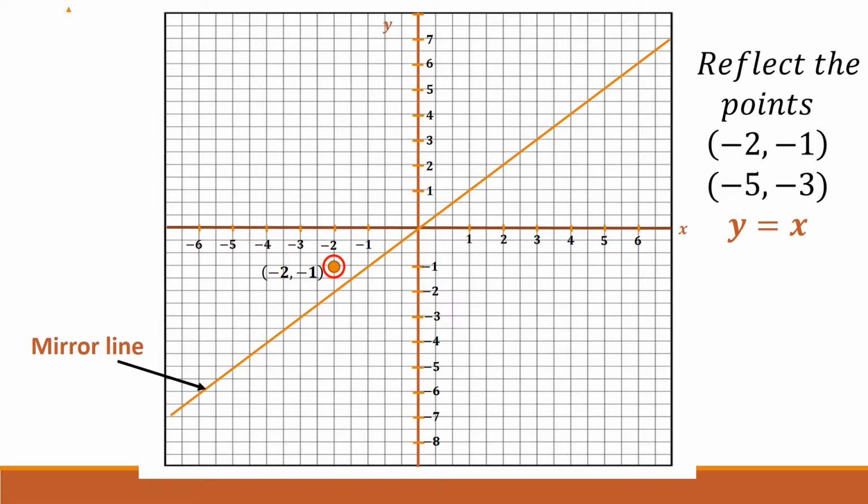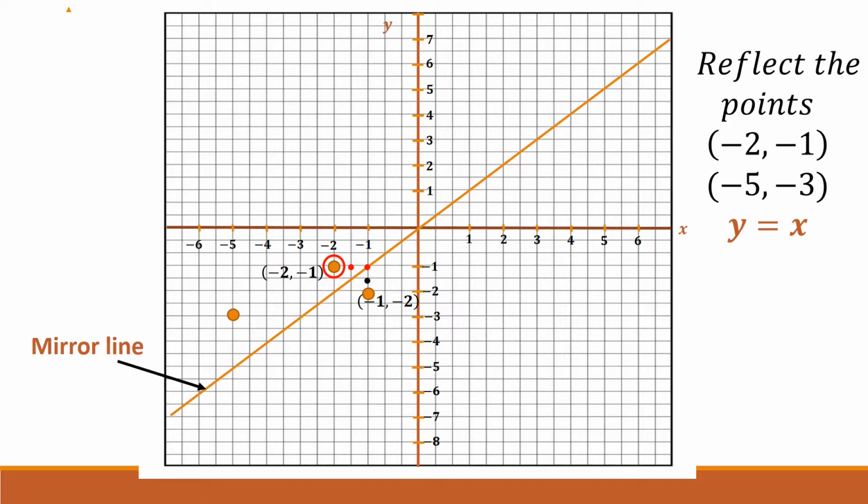How many times do we move? Let's move 1, 2. So I moved 2 times to get to the mirror line. Now, since we are dealing with reflection in the line y equals x, which is a slanted line, we are going to move 2 steps down. So 1, 2. The last point gives us (-1, -2).